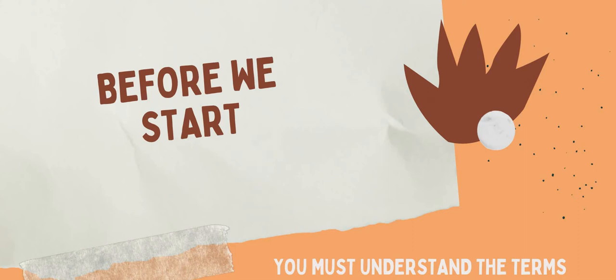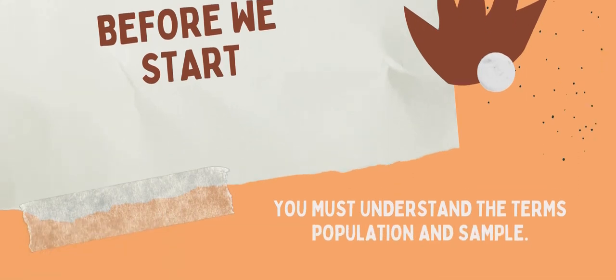Before we start, you need to understand the terms population and sample first. These two terms you already have an idea about. Actually, we already dealt with population and sample in chapter 1. If you do not remember the meaning of population and sample, you need to recall chapter 1. So I just give an idea: what is population and sample?